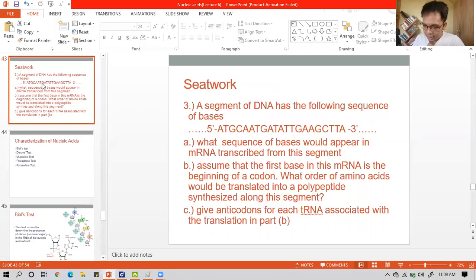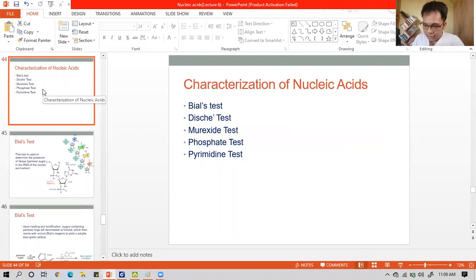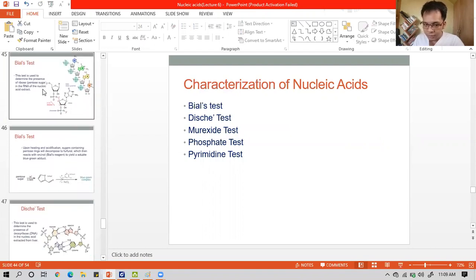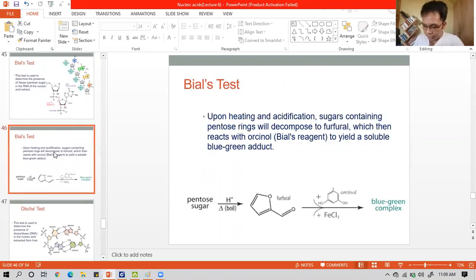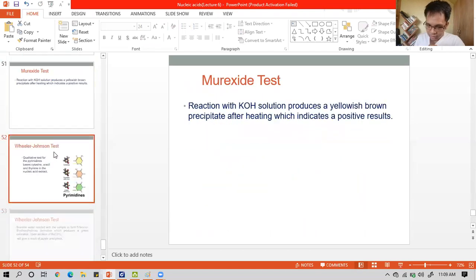Okay, another one here. And then these are the characterization of nucleic acids, which we will discuss in our laboratory. That is the explanation or the principles behind your experiment or laboratory activity classes.